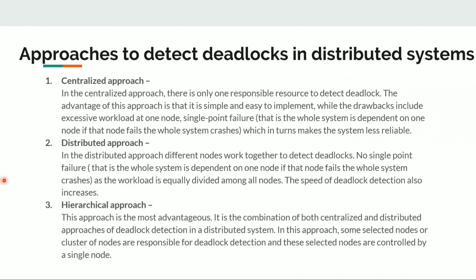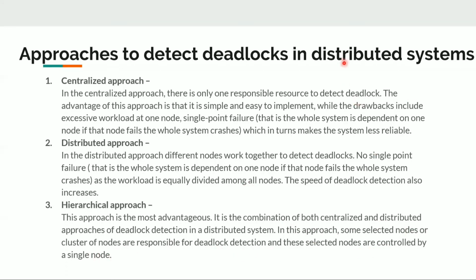The third one is the hierarchical approach. This approach is the most advantageous. It is the combination of both centralized and distributed approaches of deadlock detection in a distributed system. In this approach, some selected nodes or clusters of nodes are responsible for deadlock detection, and these selected nodes are controlled by a single node.